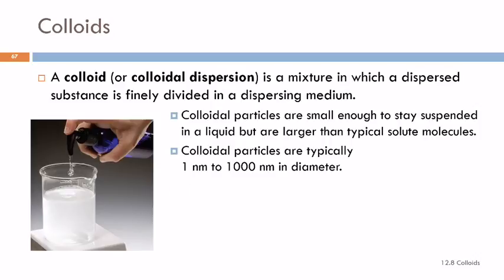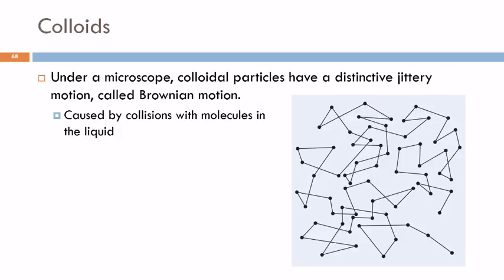Colloidal particles are small enough to stay suspended. They will not settle out. A suspension, chocolate milk is a suspension. The chocolate particles are suspended in the milk, but if you let it sit, they'll settle out due to gravity. A colloid or a colloidal dispersion will not settle out because of gravity. The particles are small enough to stay suspended, but they're larger than solution particles.